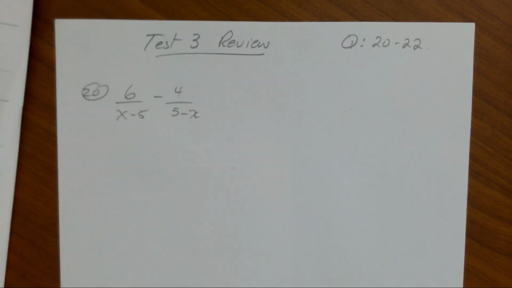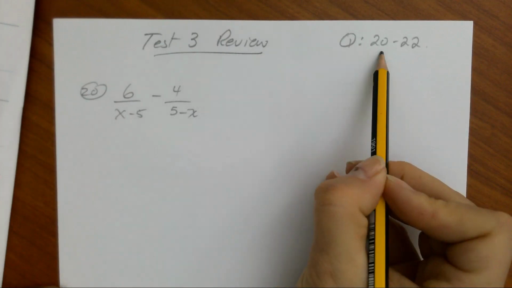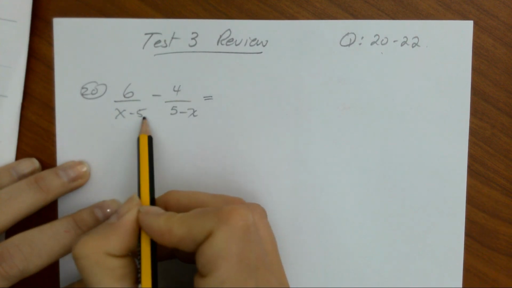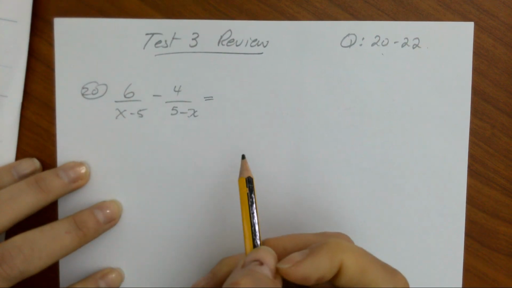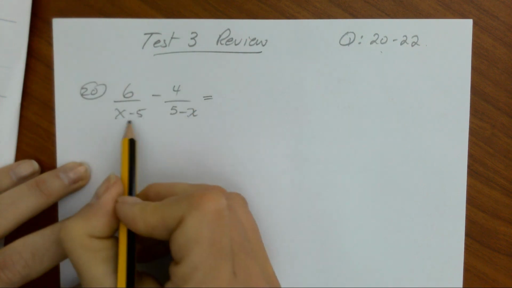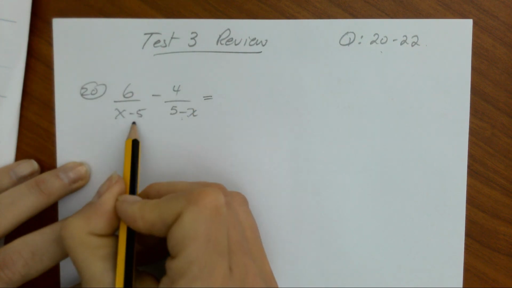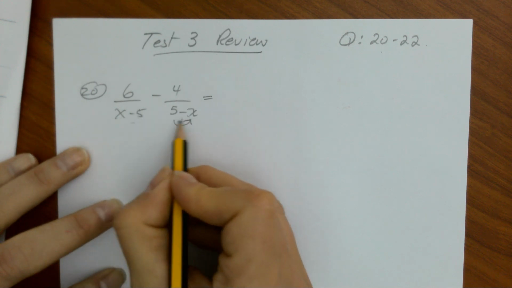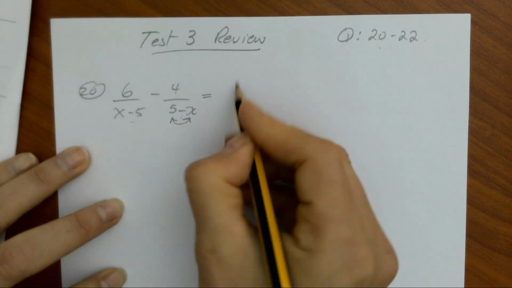Okay, so test 3 review, questions 20 to 22. So when I look at this, I go, they don't have the same denominators. But maybe I can just play a little bit to make this one the same as this, because they both have x's and 5's. So first what I'm going to do is I'm going to switch them around.